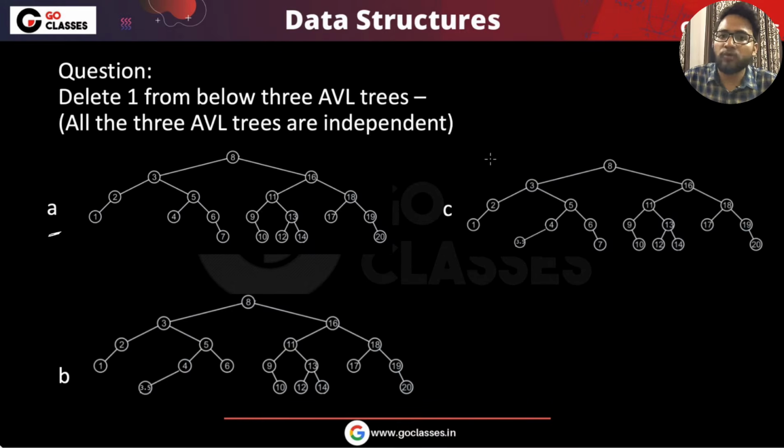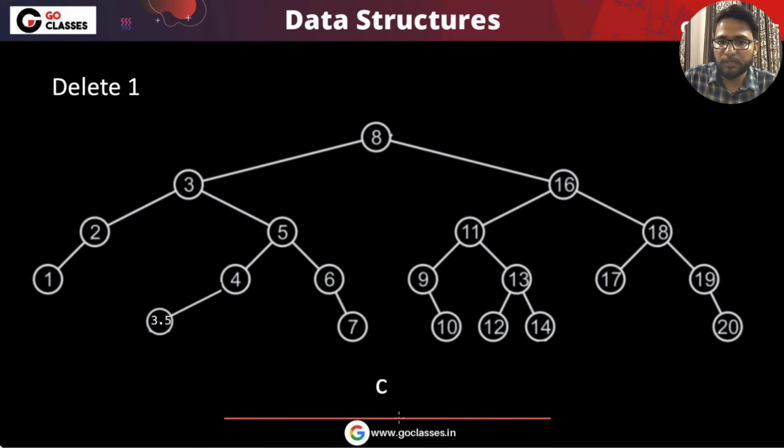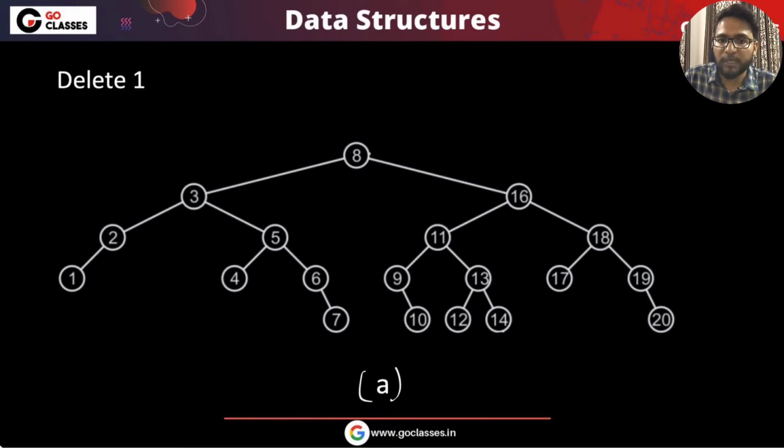Okay, so all of these AVL trees are independent. Do not think that they are having any dependency. So let me delete one from this AVL tree, then this AVL tree, then this AVL tree. So what I did, I have actually separated it out. So this is A, and this is B, and then this is C. So there are 3, A, B, C, I have written in the different slides. Now let me delete one here.